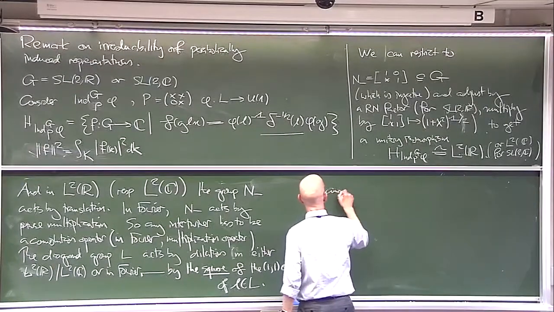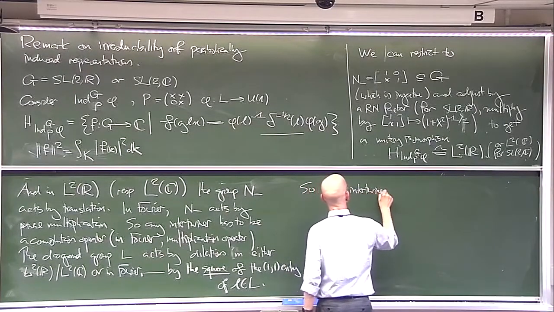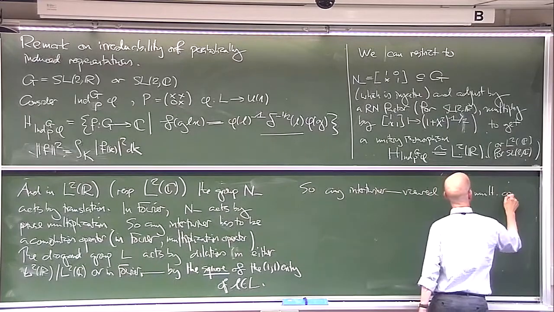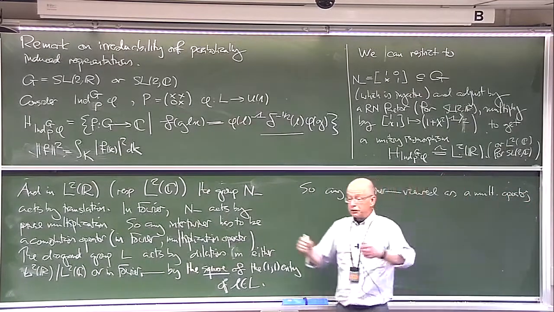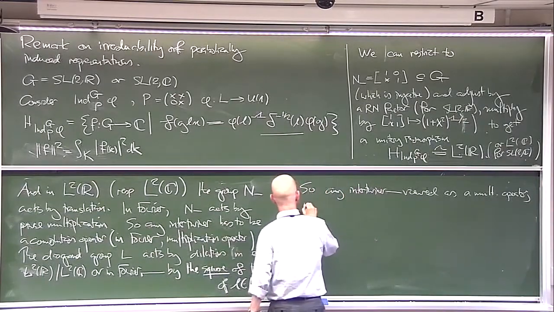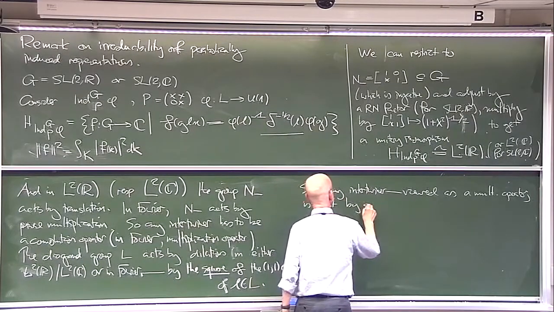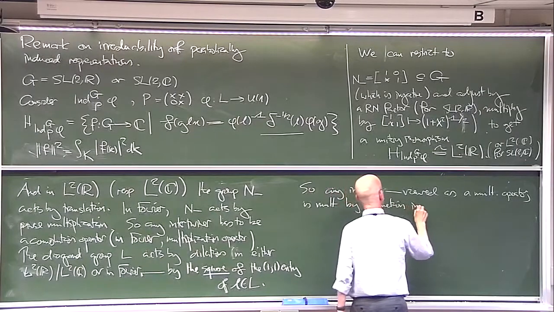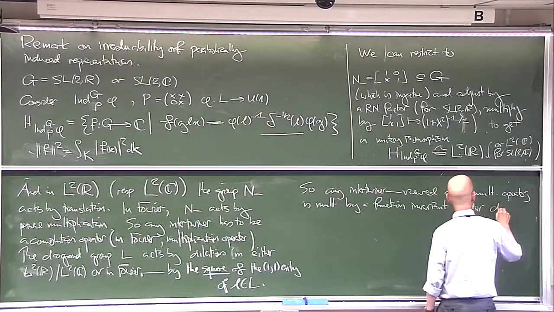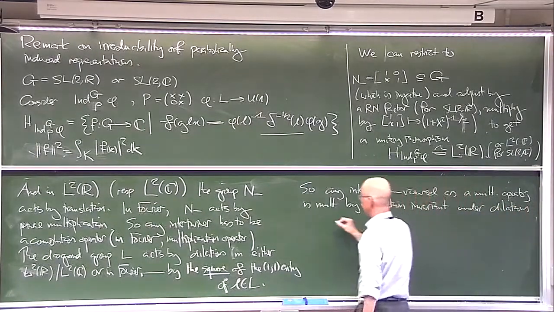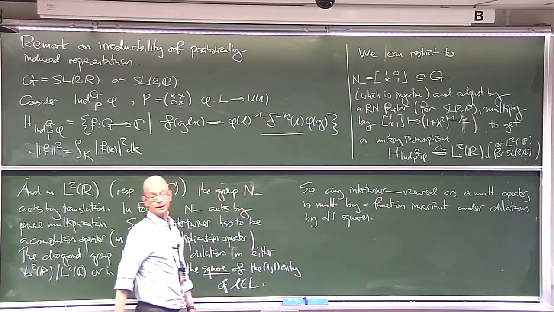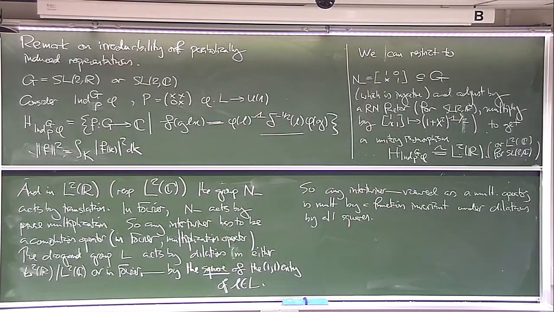So any intertwiner, viewed in Fourier space as a multiplication operator, has to be multiplication by a function which is invariant under translations. It's multiplication by a function invariant under, not translations, that's not what I meant to say, but dilations. By all squares: 1 squared, 2 squared, minus 1 squared, square root of minus 1 squared, you name it.